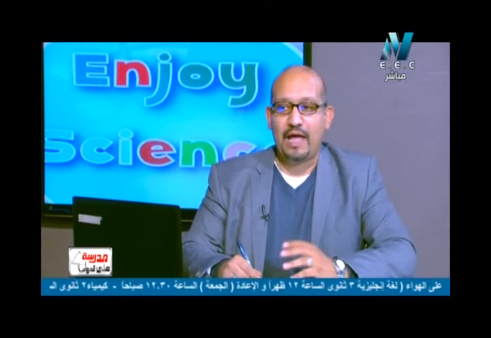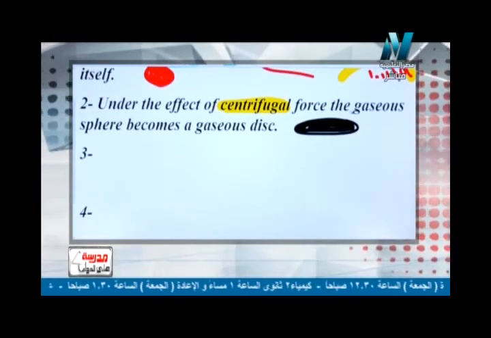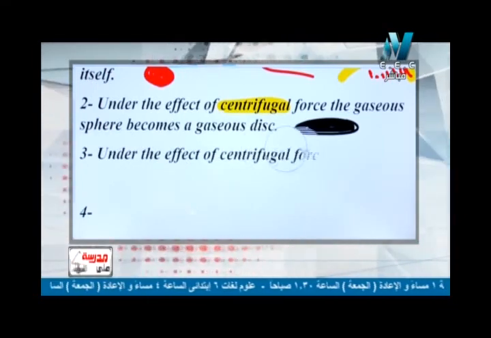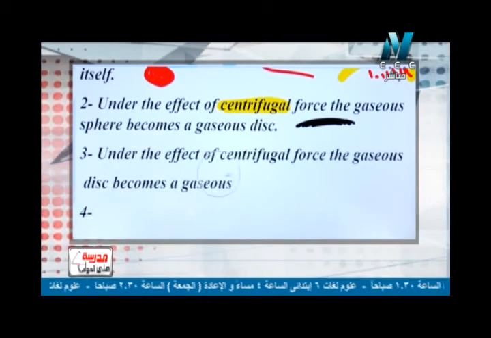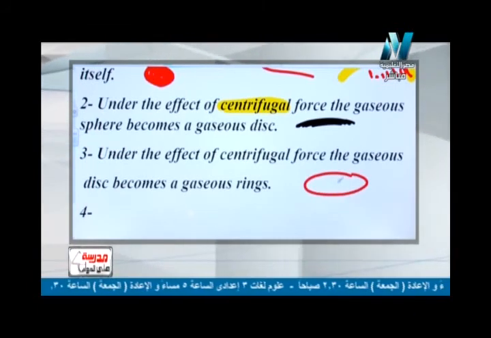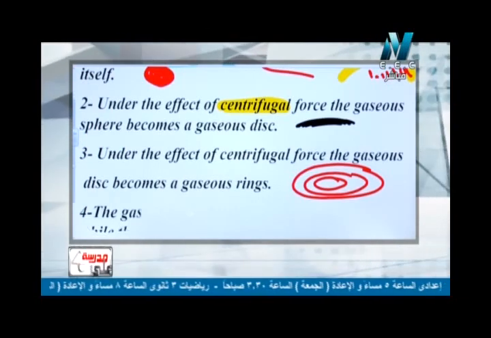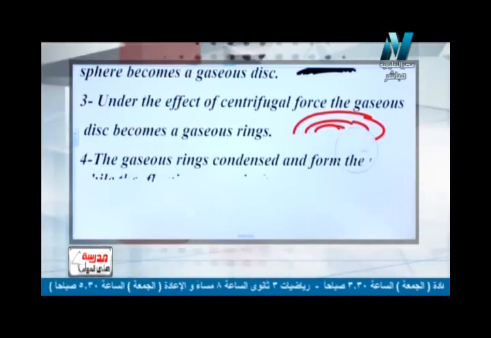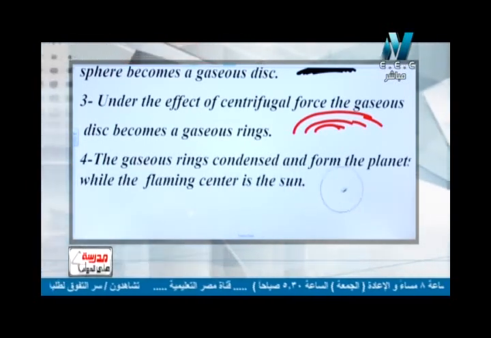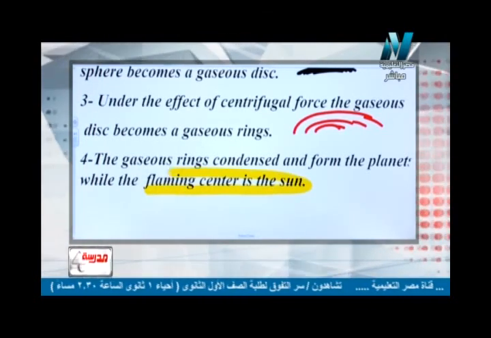So it says a glowing gaseous sphere revolving around itself under the effect of centrifugal force. We agreed that centrifugal force comes from fast rotation, and things are pushed outward. Number 3, under the effect of centrifugal force the gaseous disk becomes gaseous rings. The last point in this theory: the gaseous rings condensed and formed the planets. And the flaming center is the sun. Pay attention to this last point: the flaming center is the sun.